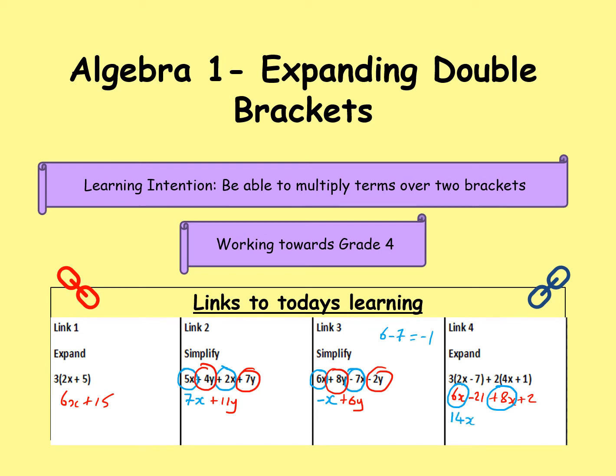And then you've got minus 21 plus 2. So minus 21 plus 2 is minus 19. So it'll be minus 19x. Or is it just minus 19? Okay. So minus 19.